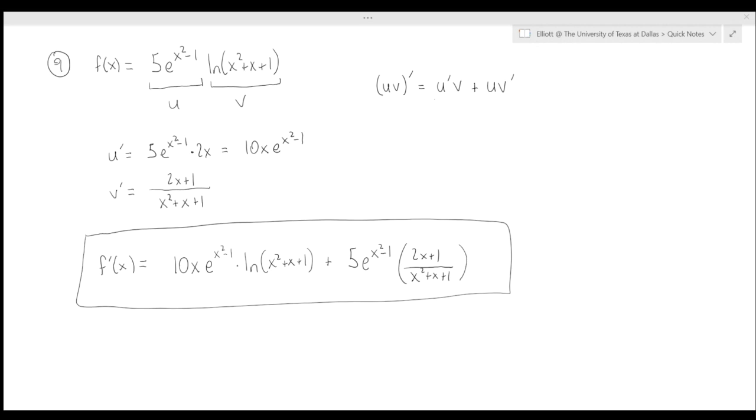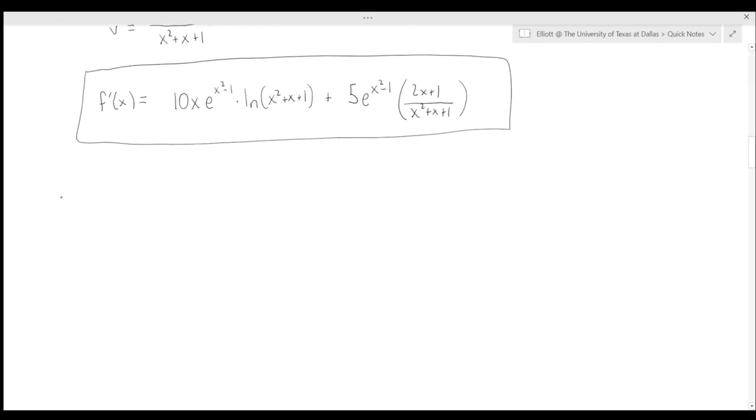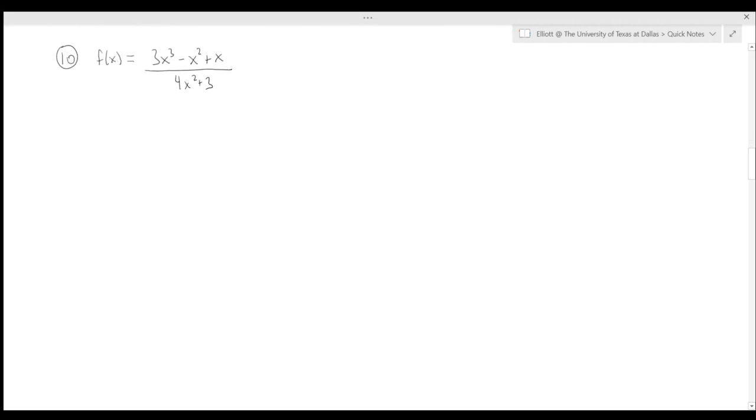Okay, so let's go on to another problem. I'll take a look at number 10. All right, so here our function f of x is 3x cubed minus x squared plus x, all over 4x squared plus 3. To take the derivative of something like this, you would need to use the quotient rule.